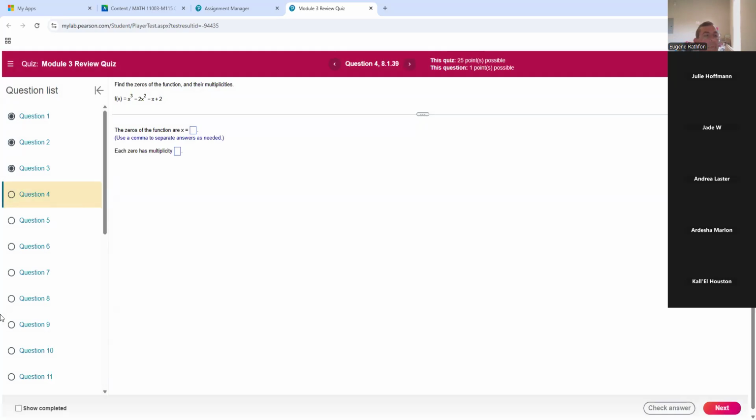All right, the four-term polynomial. So let me write that down. f of x equals x to the third minus 2x squared minus x plus 2. So they want me to find the zeros and their multiplicities. So this is the one where we had to factor the four-term polynomial.